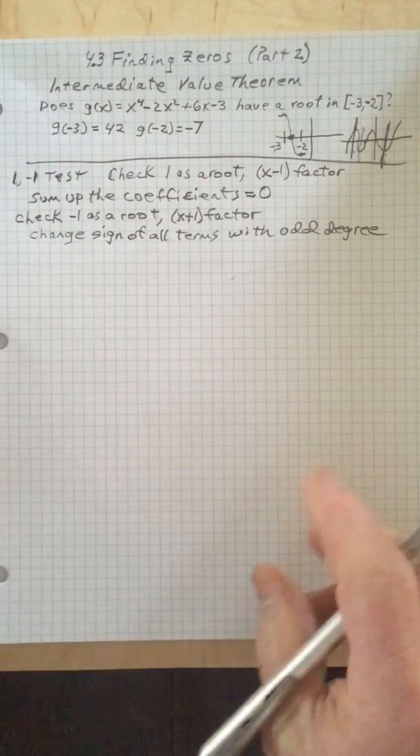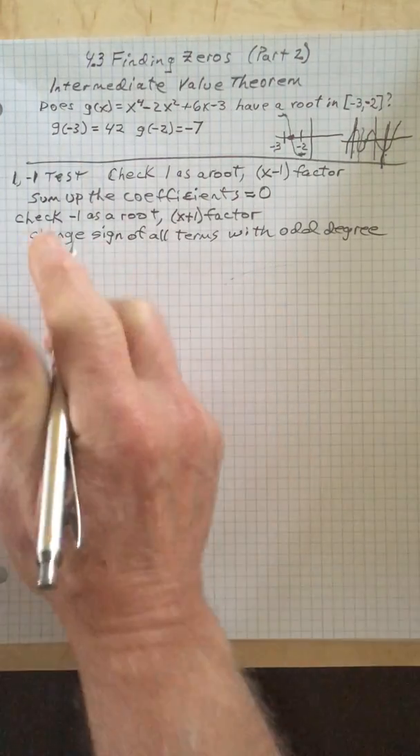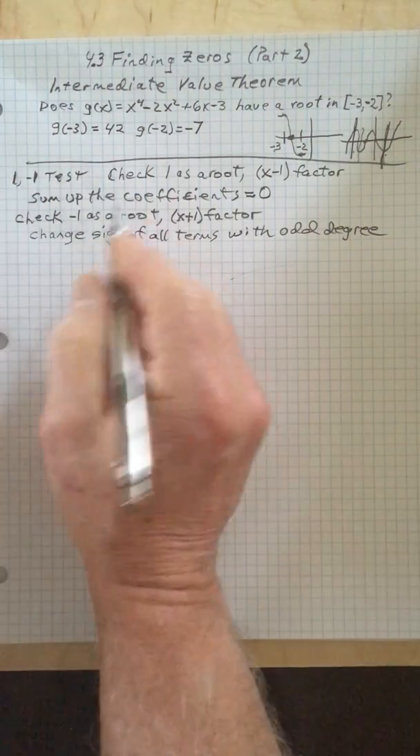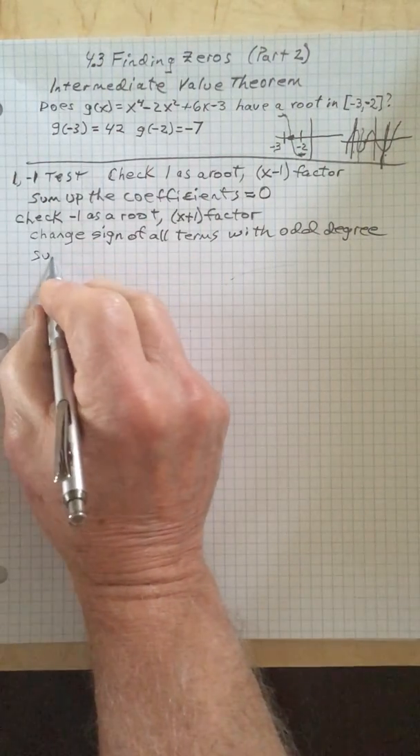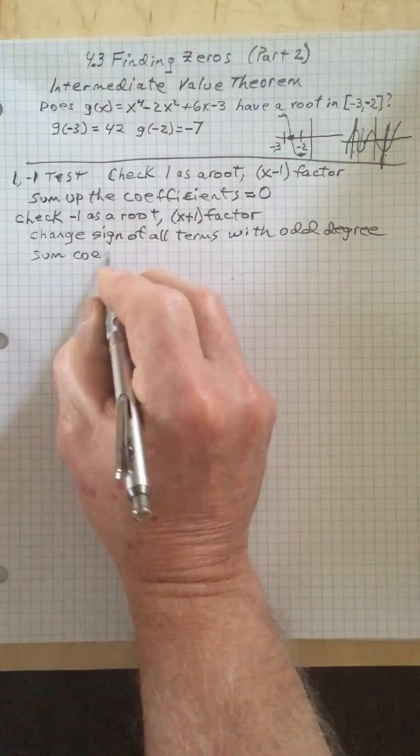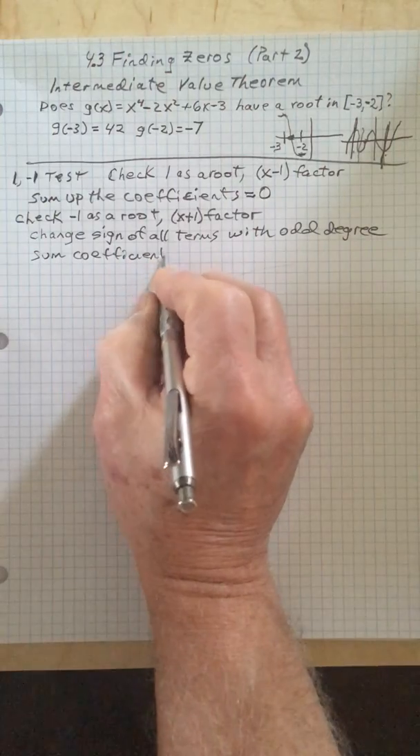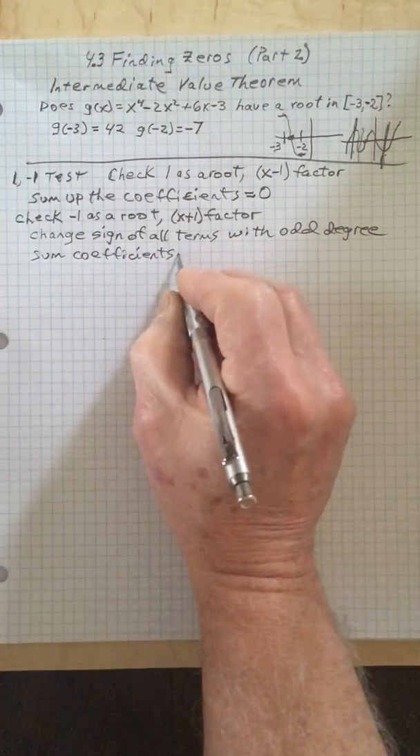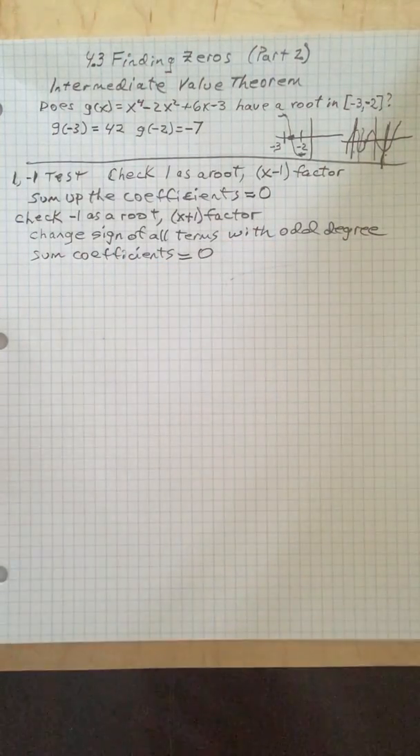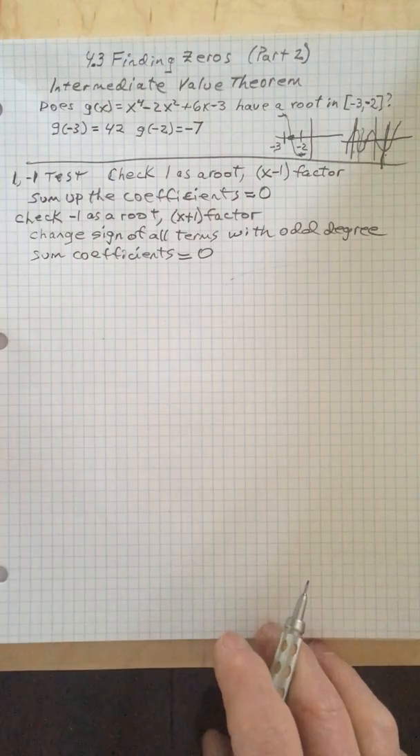So go through, change the sign on the odd degree terms, and then sum the new coefficients. If it equals 0, then minus 1 is a root. All right, so quickly let's see how it works.